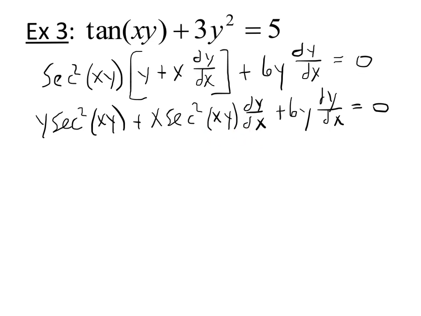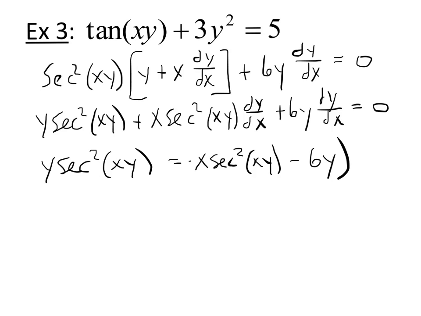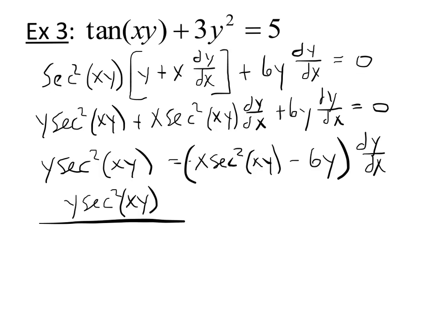And now I can subtract the two terms that have a dy/dx over to the other side and factor it out. So we have y secant squared xy equals negative x secant squared xy minus 6y, and there's the dy/dx. Notice I already moved them over, which means I had to subtract them, and then I pulled the dy/dx to the outside already. So I kind of did two steps in one there. Last thing I need to do is just do the division, and I'll have my derivative, y secant squared xy over negative x secant squared xy minus 6y, and that is my derivative.